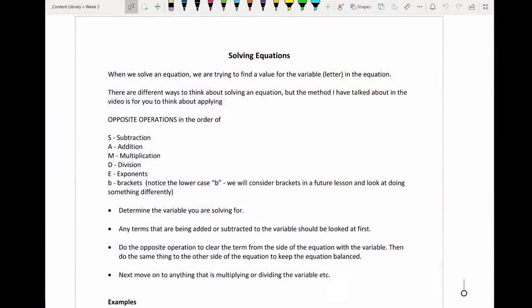In today's note, we are going to be looking at solving equations. So basically, when we say we want to solve an equation, what we're doing is trying to find a value for the variable or the letter in the equation. There are different ways to think about solving an equation, but the method I'm going to talk about is applying opposite operations.